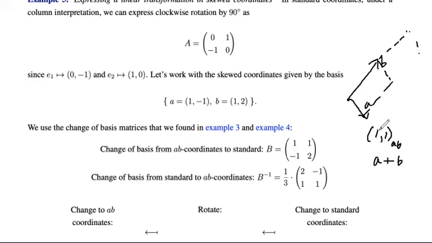A plus B. This 1 is referring to the E1 of AB coordinates, which is A. And this 1 is referring to the E2 coordinate of AB coordinates, which is just B. So these are behaving like E1 and E2. We're pretending that A and B are E1 and E2. So we want a matrix that pretends that the coordinates we give it are actually E1 and E2, but that they're in terms of A and B.